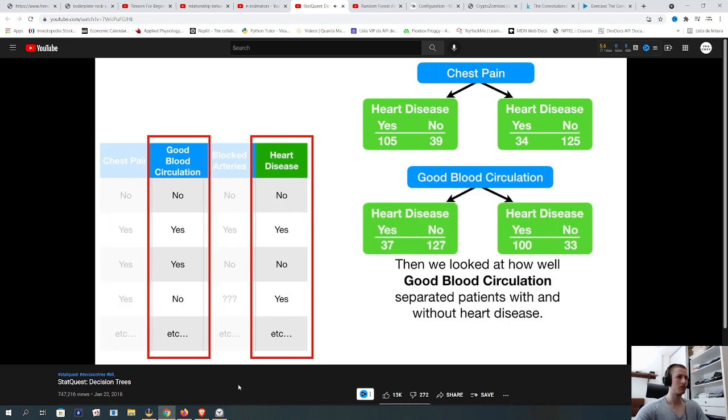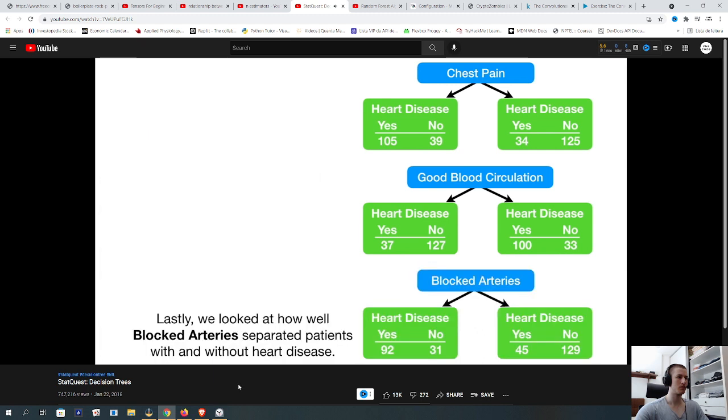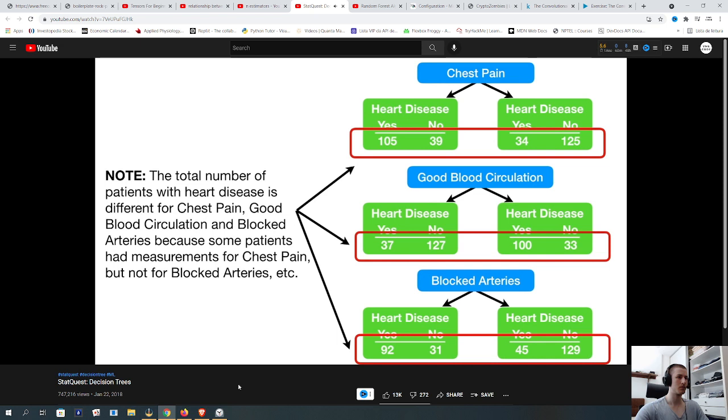Then we looked at how well good blood circulation separated patients with and without heart disease. It wasn't perfect either. Lastly, we looked at how well blocked arteries separated patients with and without heart disease. Note, the total number of patients with heart disease is different for chest pain, good blood circulation, and blocked arteries because some patients had measurements for chest pain, but not for blocked arteries, etc.